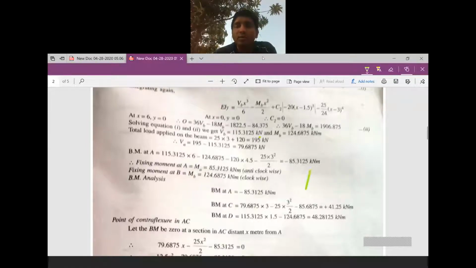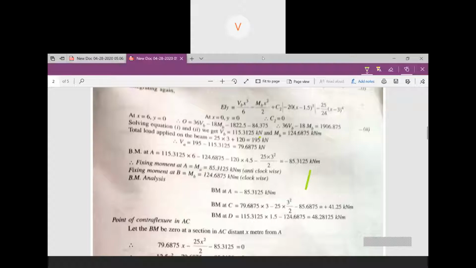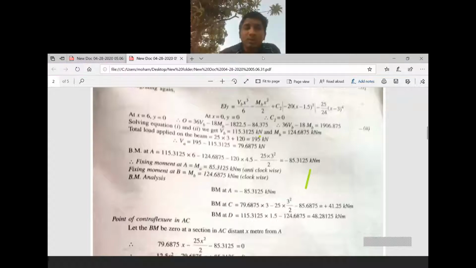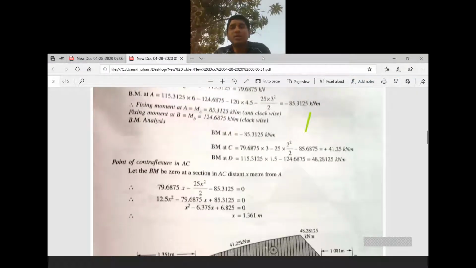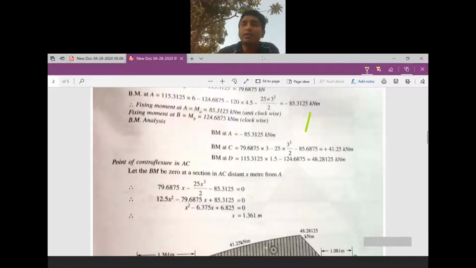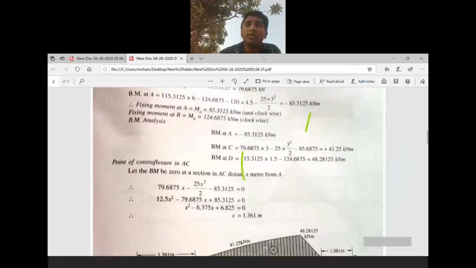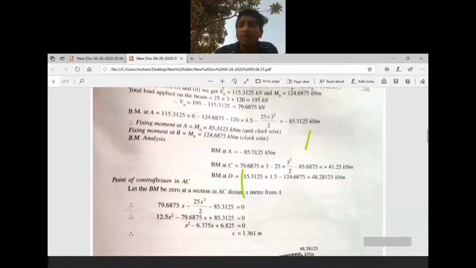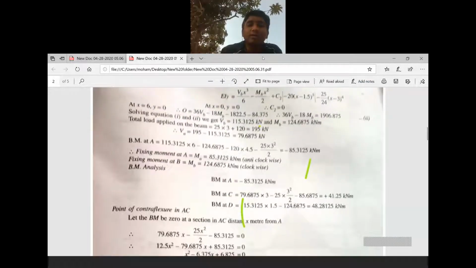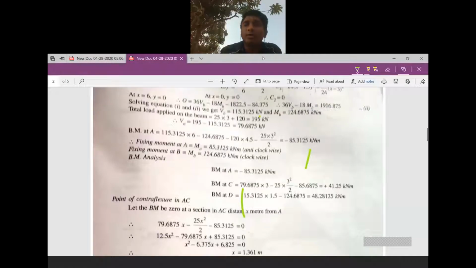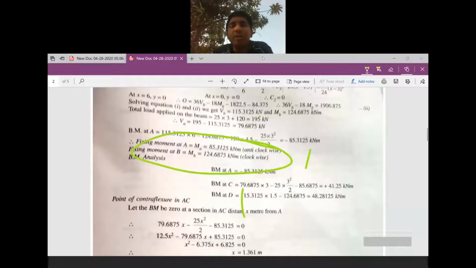Okay, next we will go to the next point, that is fixing moments. You have two moments and two reactions. Already you have calculated two moments and two reactions. These are the values you have: MA and MB. Then you are calculating bending moment at A, at C and at D.